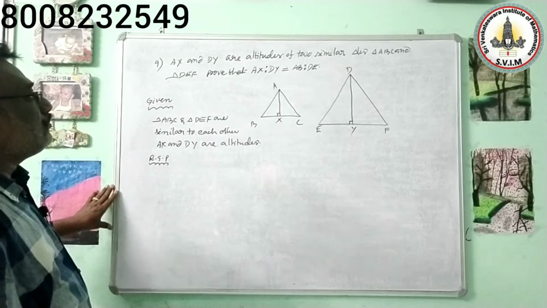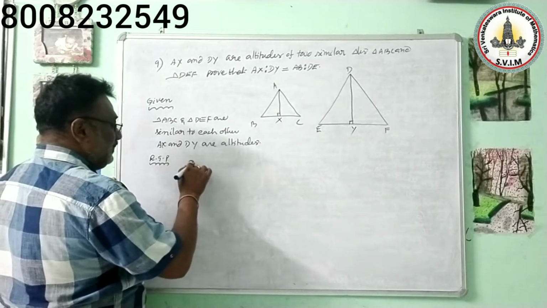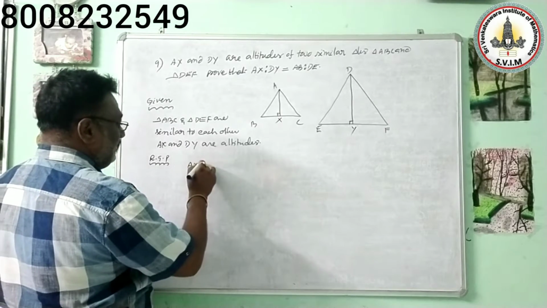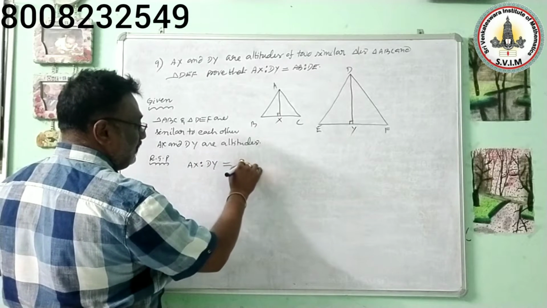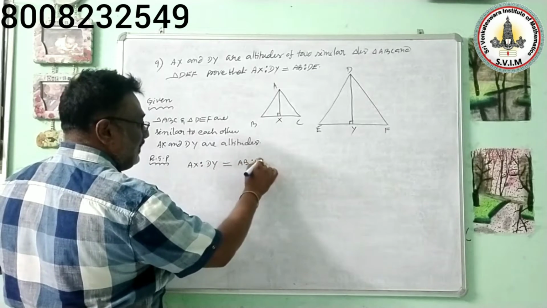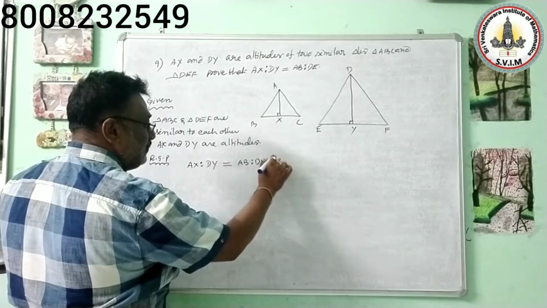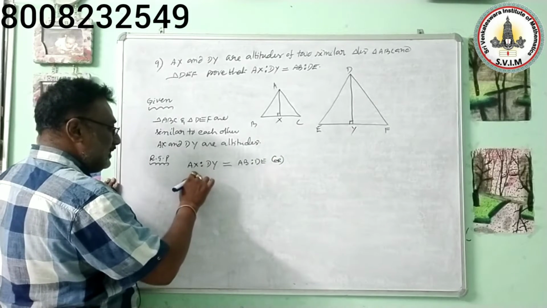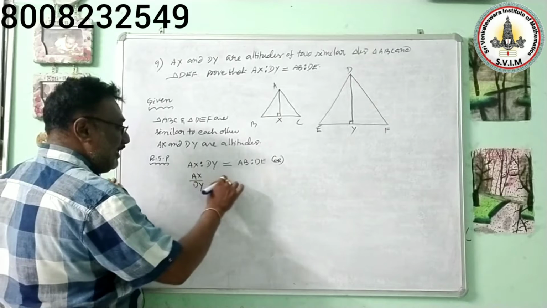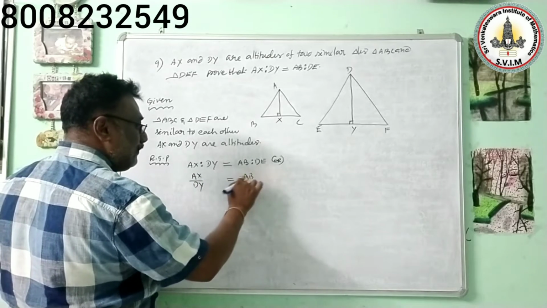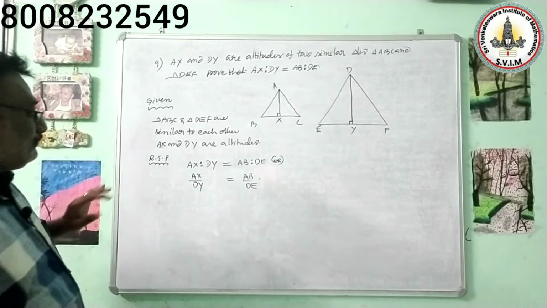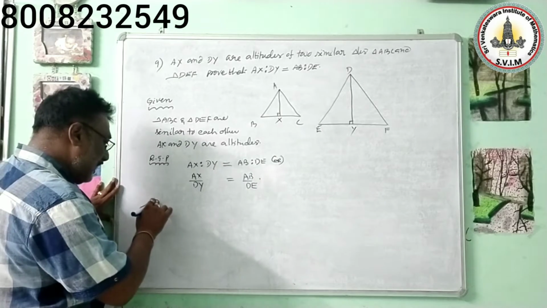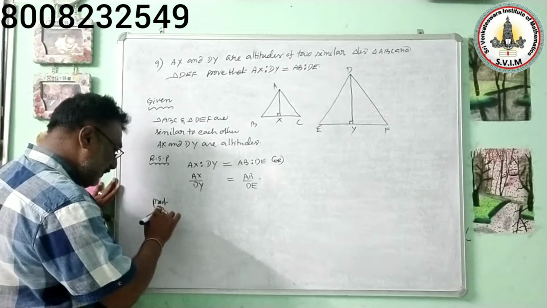Next, after that, required to prove. So what we need to prove here means AX is to DY is equal to AB is to DE, or this one also we can prove as AX by DY is equal to AB by DE. That's all. Now I am going for the proof.